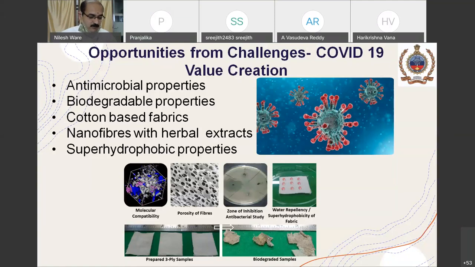The three-ply sample was exposed to cow dung, which you see is degraded. It's a biodegraded sample. So the 3-ply fabric material was getting degraded in 4 weeks with 60% weight loss.